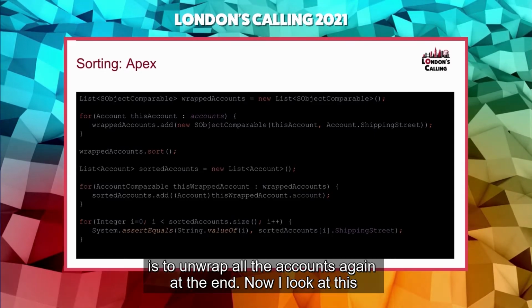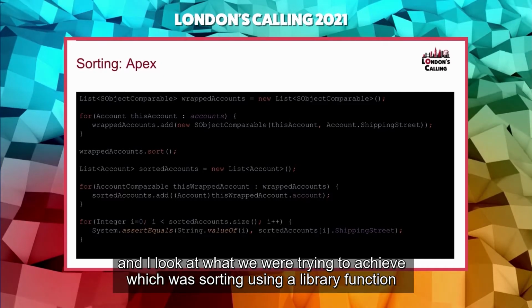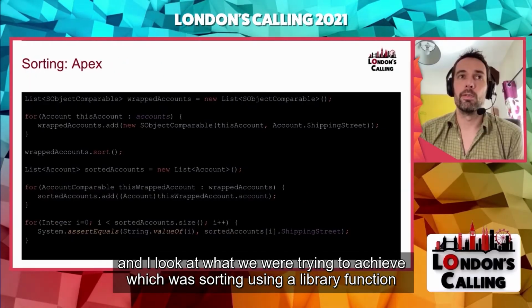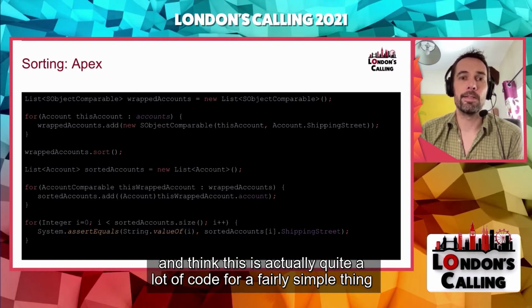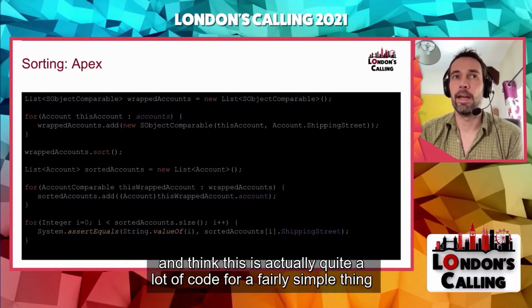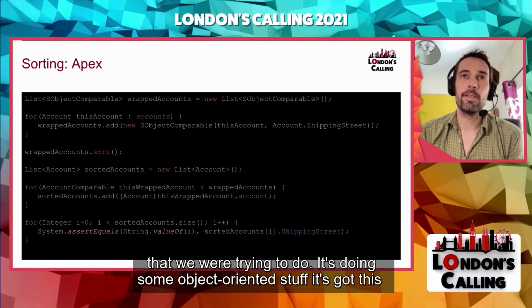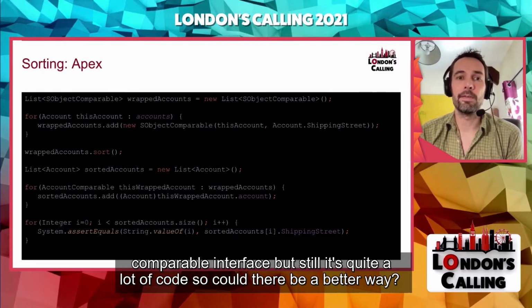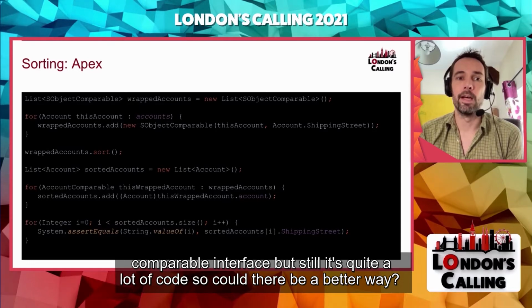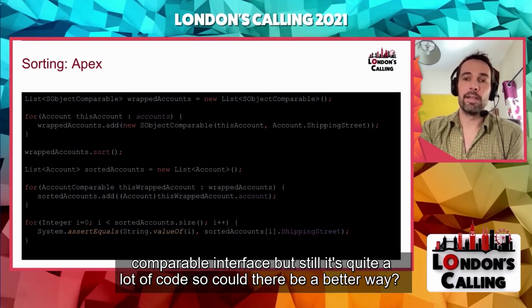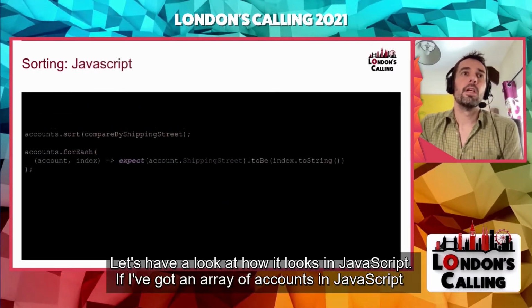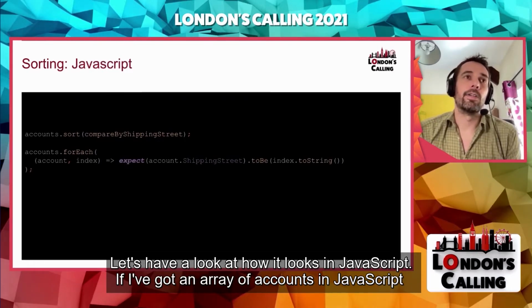Now I look at this and I look at what we were trying to achieve, which was sorting using a library function, and think this is actually quite a lot of code for a fairly simple thing that we were trying to do. It's doing some object-oriented stuff. It's got this Comparable interface, but still it's quite a lot of code. So could there be a better way? Well, let's have a look at how it looks in JavaScript.